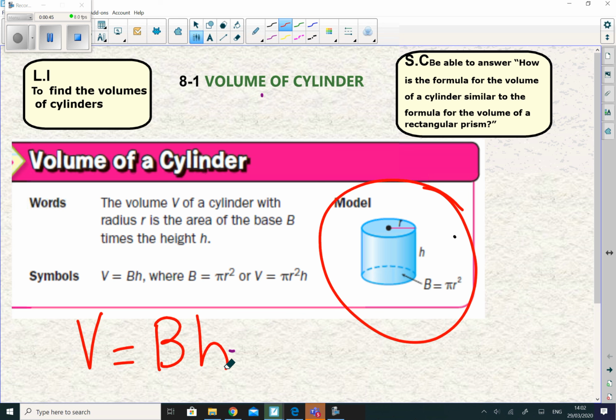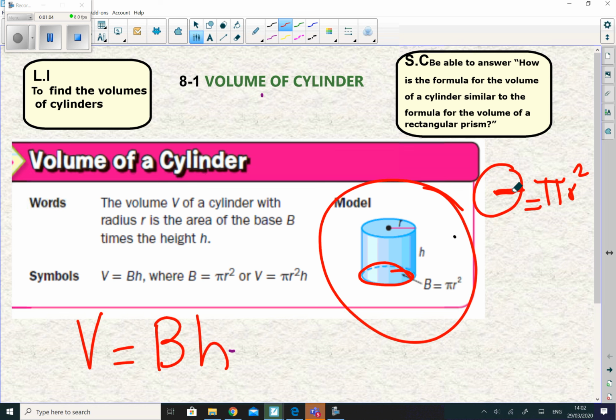So what is the area of the base here? The area of the base is the area of a circle. Do you remember the area of a circle? We took it before. The area of a circle is pi r squared. What is r? r is the radius of the circle, this part, half of the diameter of the circle.